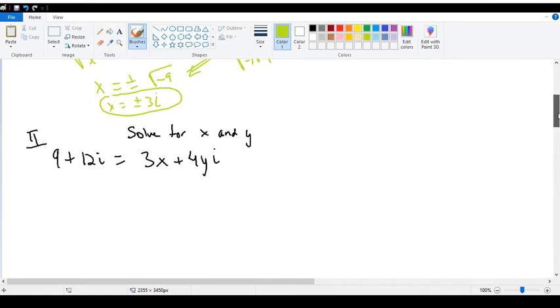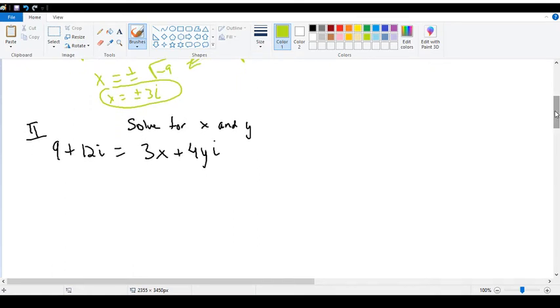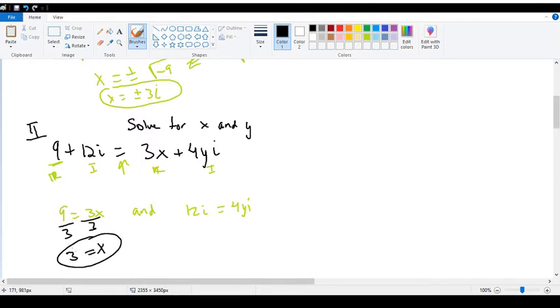Number 2, I have 9 plus 12i equals 3x plus 4yi. Solve for x and y. So in this problem we have two parts. We have the real part and we have the imaginary part. Since I'm telling you that these two are equal, let's set the real part equal to the real part and the imaginary part equal to the imaginary part. So solve for x. The way we do that is basically just divide by 3. X equals 3. All right, so that's the real part.